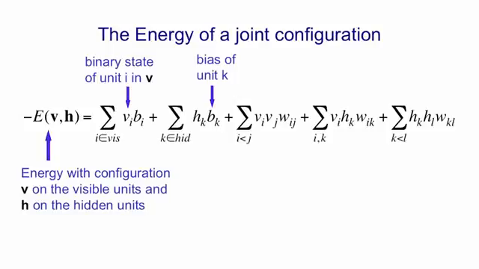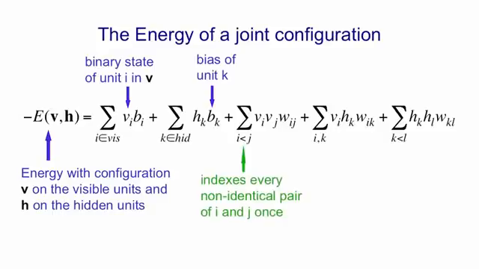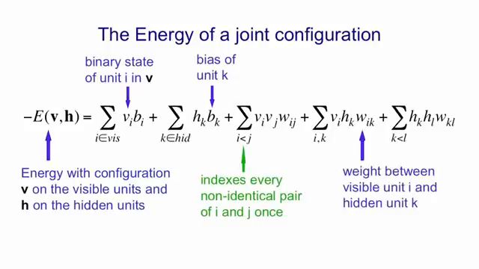So that's the first 2 terms. Then there's the visible-visible interactions, and to avoid counting each of those interactions twice, we can just say we're going to count with indices i and j and make sure that i is always less than j. That'll avoid counting the interaction of something with itself, and also avoid counting pairs twice, and so we don't have to put a half in front. Then there's the visible-hidden interactions, where w_ik is a weight on a visible-hidden interaction. And then there's the hidden-to-hidden interactions.